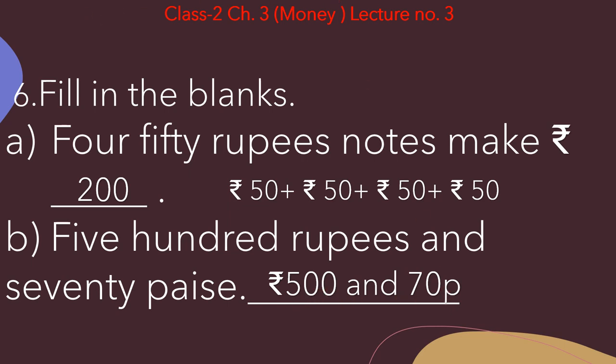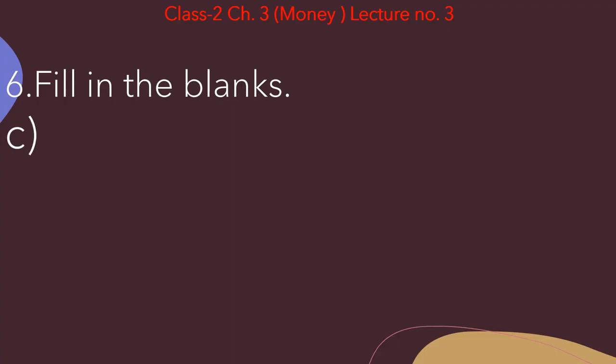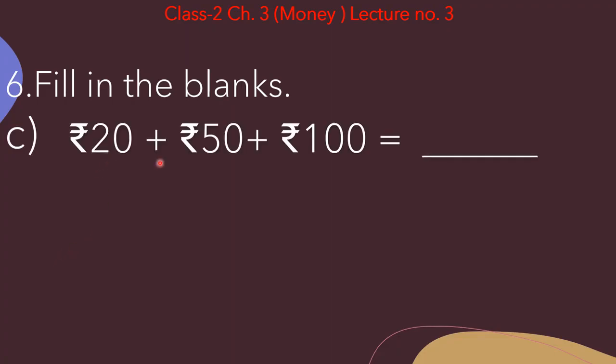Understood, beta? Now in C part it is given rupees 20 plus rupees 50 plus rupees 100 is equal to dash. So here we need to add the given amounts. 20 plus 50 is equal to 70. 70 plus 100 is equal to 170. So here we will write the answer: rupees 170.